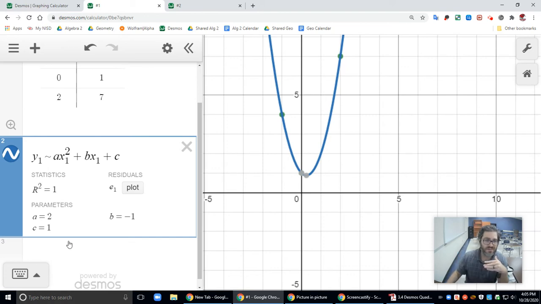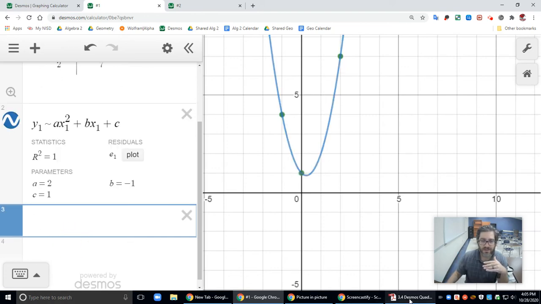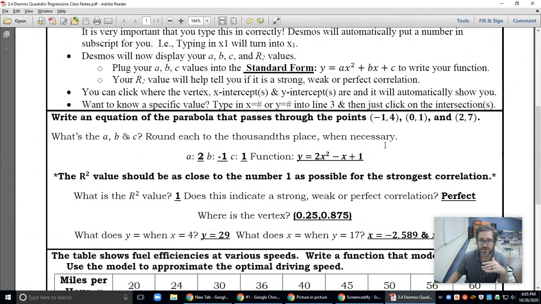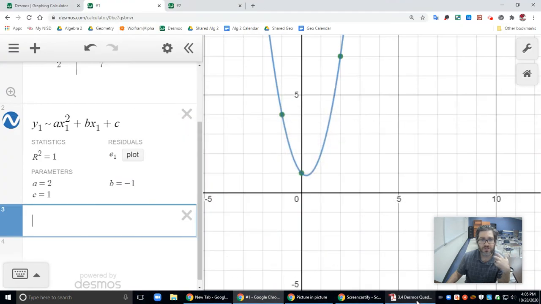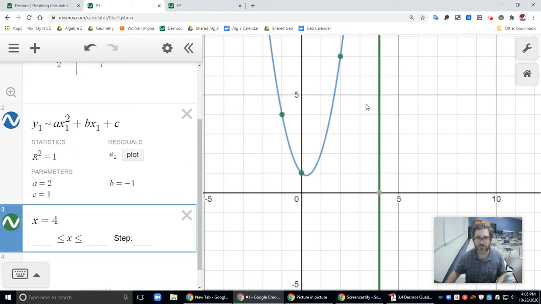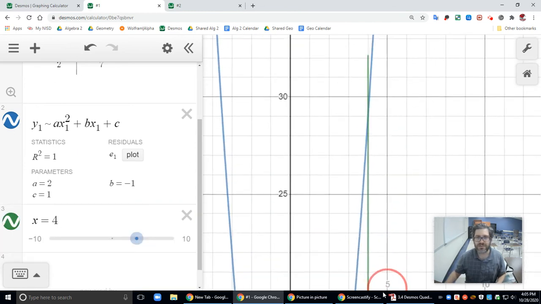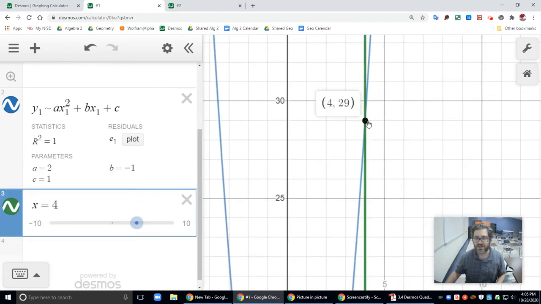So what I mean by predicting data is like I only gave you 3 points here, but then I can ask you a question like, what does y equal when x equals 4? So I'm going to use this function to predict that data. All I have to do is just type in x equals 4, and then you just have to find the intersection. So click right here where they intersect. Y is going to be 29.